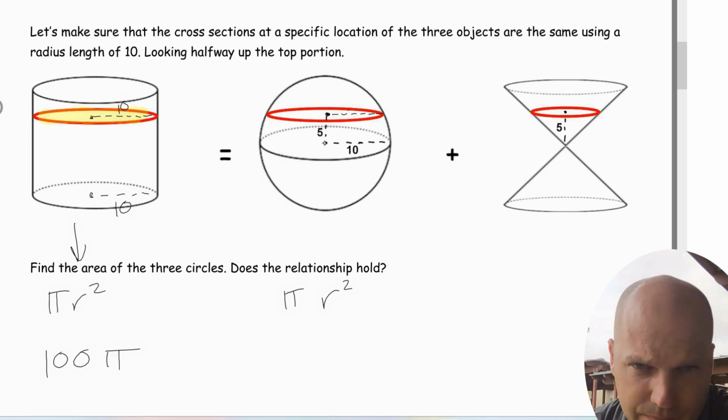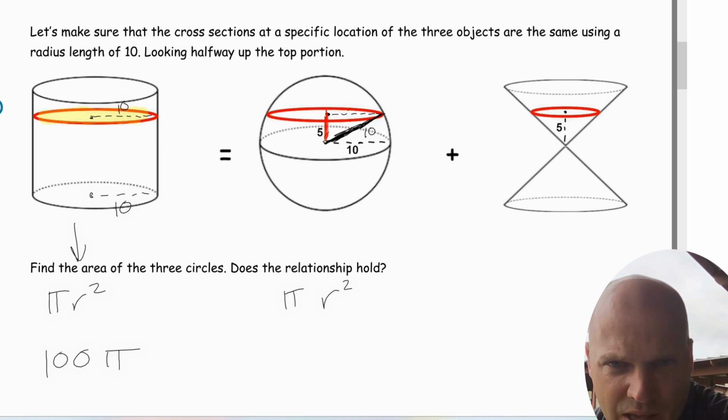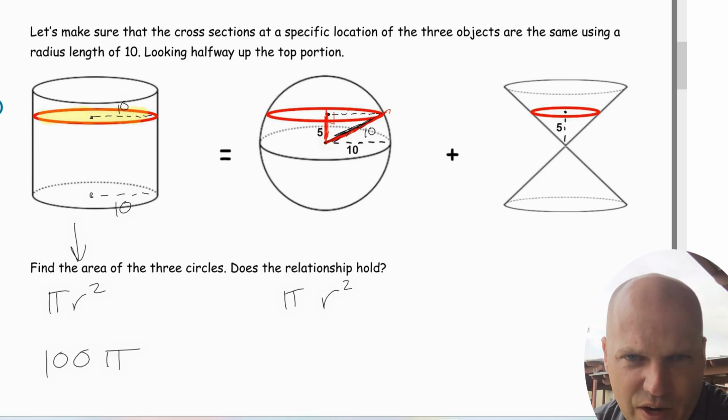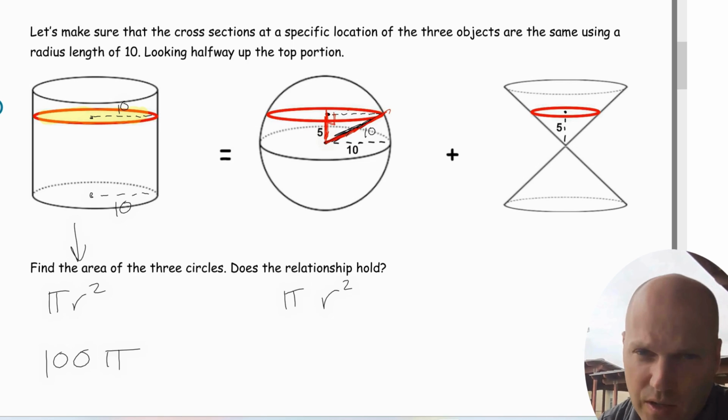You still don't see it. Here's your massive hint. This length is also 10. Which means if this length is 5 and this length is 10 and this is a right triangle, I can use the Pythagorean theorem to find this length here.